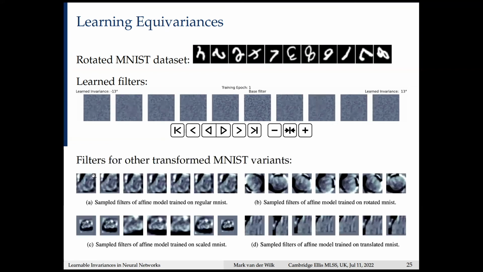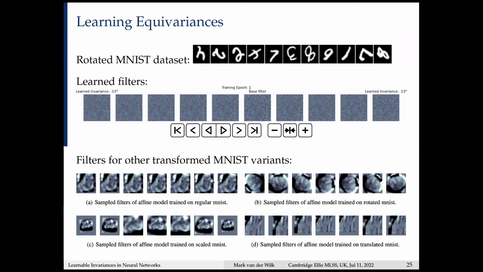Now, the power of this method, again, comes from when you apply the same architecture to data sets that require different inductive biases, right? It's the adaptation of the inductive bias that makes this powerful. So here we had this rotated MNIST data set. But if we applied the same model to variants of MNIST which have the digits transformed in different ways, for example, translated or scaled, then we get filters that arrange themselves according to different transformations.